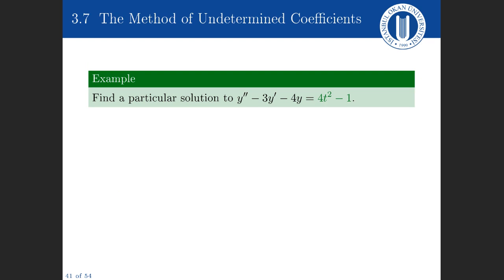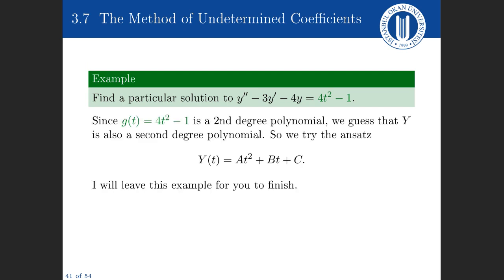Let's do another example. Find a particular solution to y double prime minus 3y prime minus 4y is equal to 4t squared minus 1. Now our function g of t is a second degree polynomial. We're going to guess that our particular solution is also a second degree polynomial. So we're guessing that our particular solution is A t squared plus B t plus C for some constants A, B, and C. I'm going to leave this example for you to finish. Differentiate capital Y twice, put into the differential equation, and find A, B, and C.